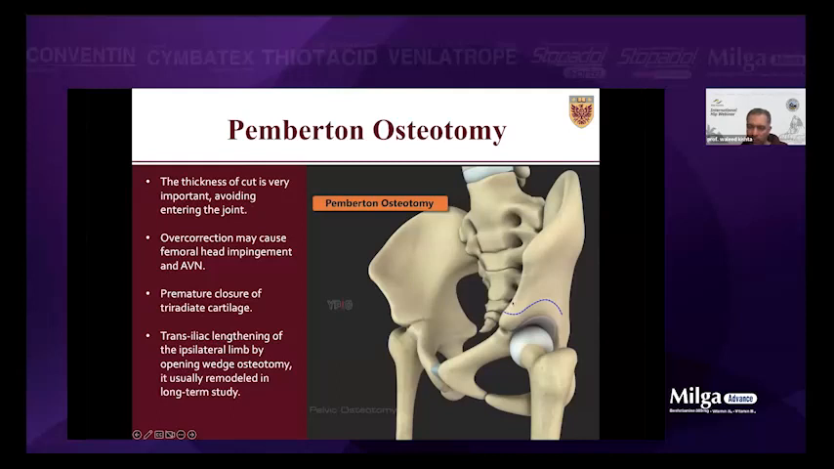table, the inner table, sorry, and the outer table. And you stop above the triradiate cartilage by about 5 millimeters. I try to stop even more.